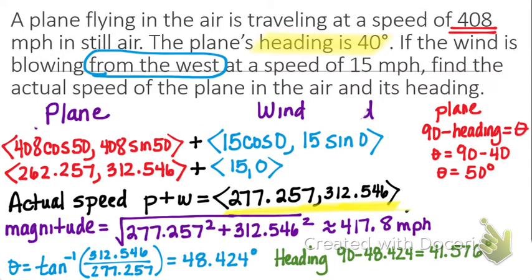So let me highlight our answers. Let me highlight them in pink. So this would be your final answer that I would be looking for on the test. And the speed here. So here and here. Those are your final answers.